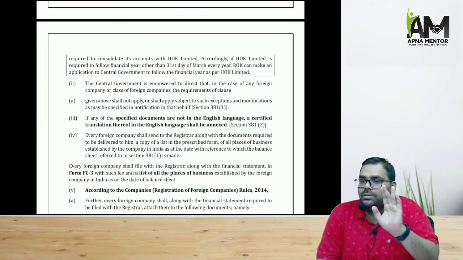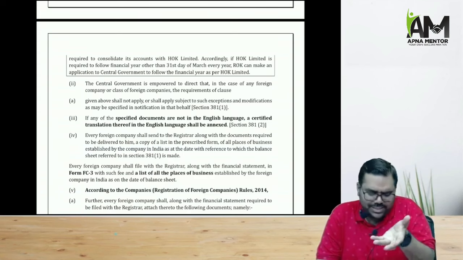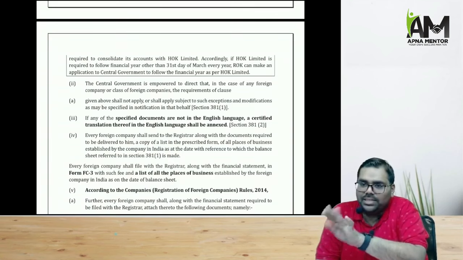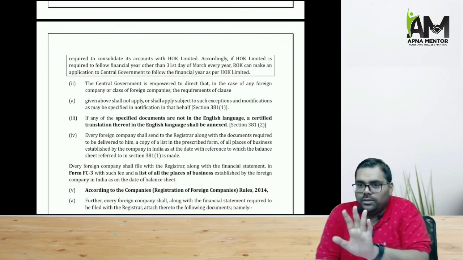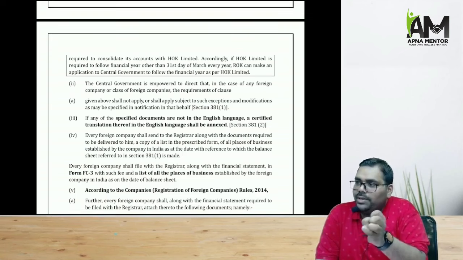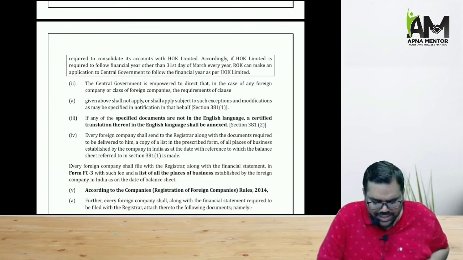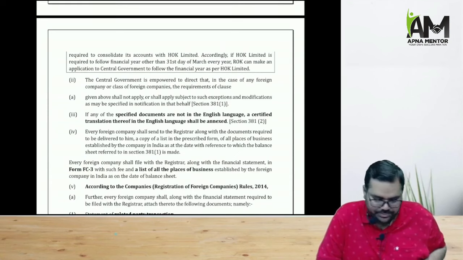It means the CG has just reserved the power that if the CG wants, it can exempt foreign companies also. It is not that CG has exempted, but CG has reserved the power: if any foreign company approaches the CG, and if CG wants, CG can exempt the foreign companies from this requirement. So the central government has reserved that power with itself.